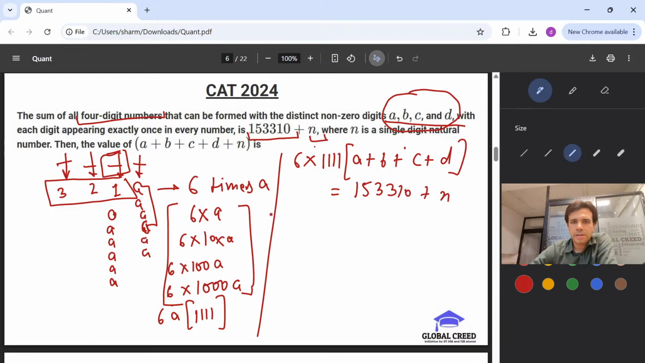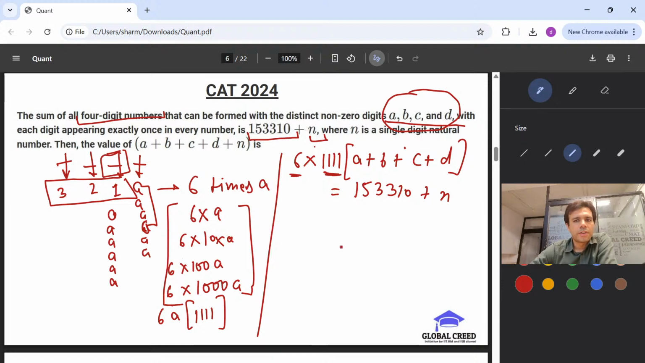Now, if I try calculating this, where n is a single digit number, then the value of a plus b plus c plus d, we are talking about what the value of abcd will be. Now, if you look from that perspective, you would say 153310 plus n is a number which should be a multiple of 6 and also a multiple of 1111.